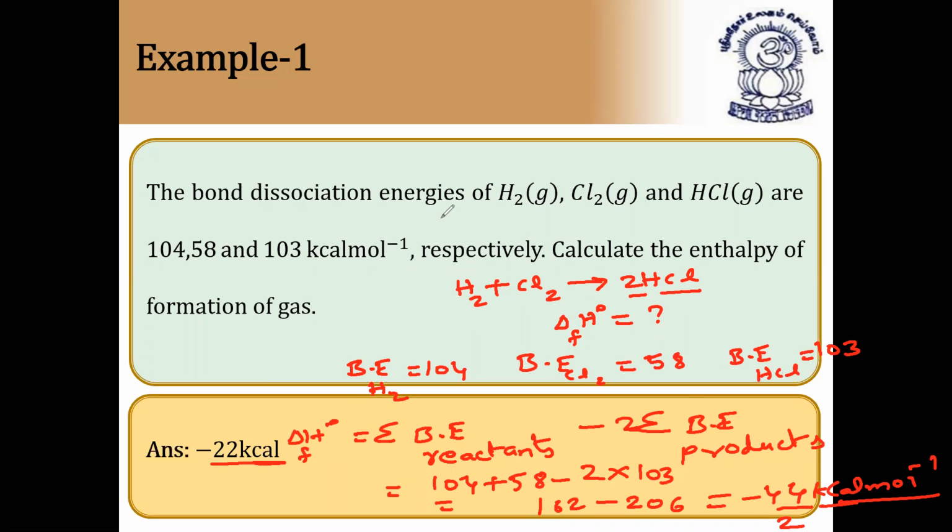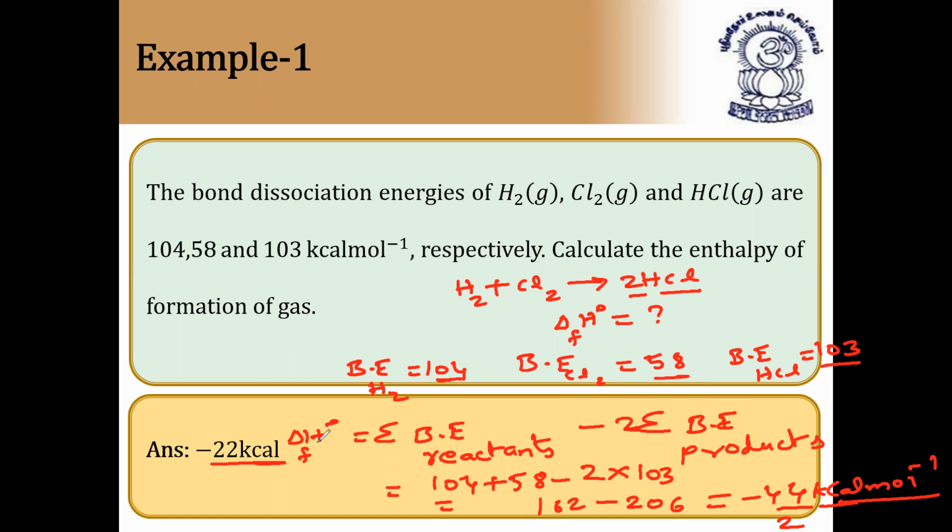So the bond dissociation energies of hydrogen, chlorine, and HCl are 104, 58, and 103 kilocalories per mole respectively. Calculate the enthalpy of formation of the gas. First, you write the skeletal equation: H2 plus Cl2 gives 2HCl. So the heat of formation is what you have to find. Already they have given the bond enthalpy of the hydrogen molecule, the bond enthalpy of the chlorine molecule, and the bond enthalpy of HCl.